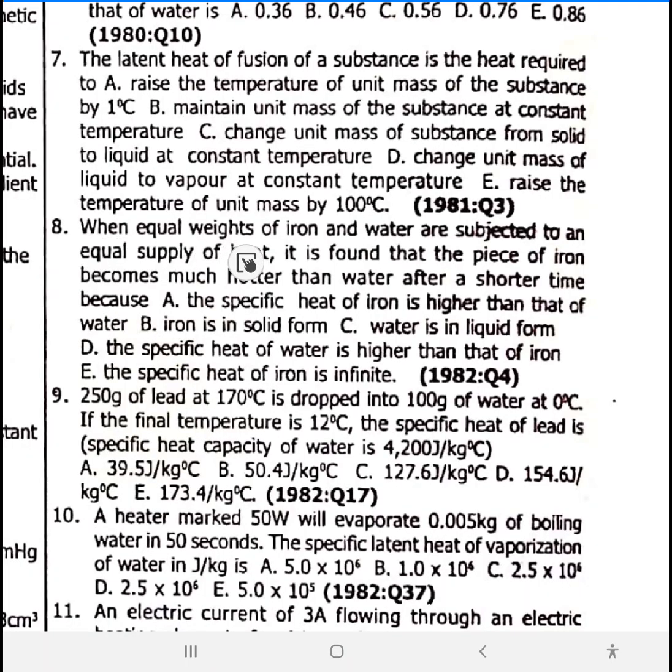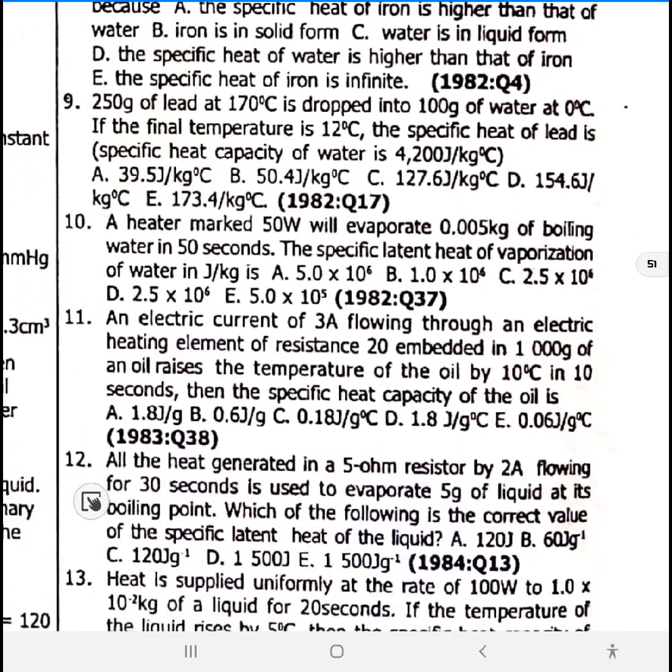Number 8. When equal weight of iron and water are subjected to an equal supply of heat, it is found that the piece of iron becomes much hotter than that of water after a shorter time. The reason is because the specific heat of water is higher than that of iron. Option D.